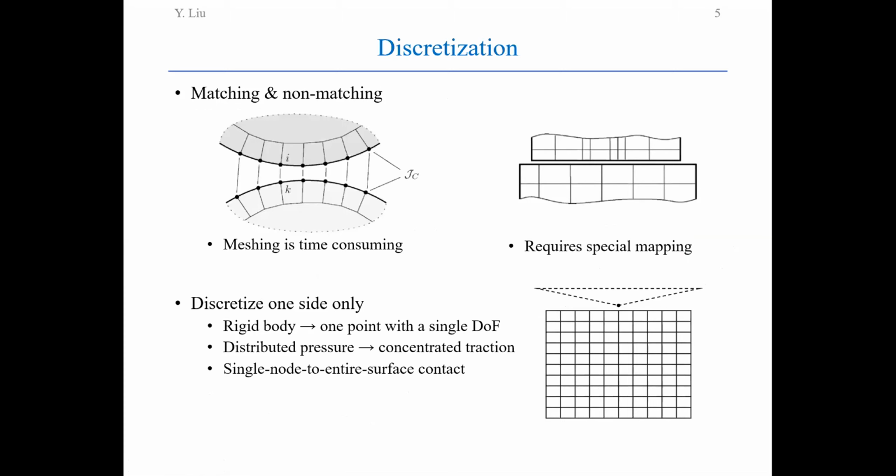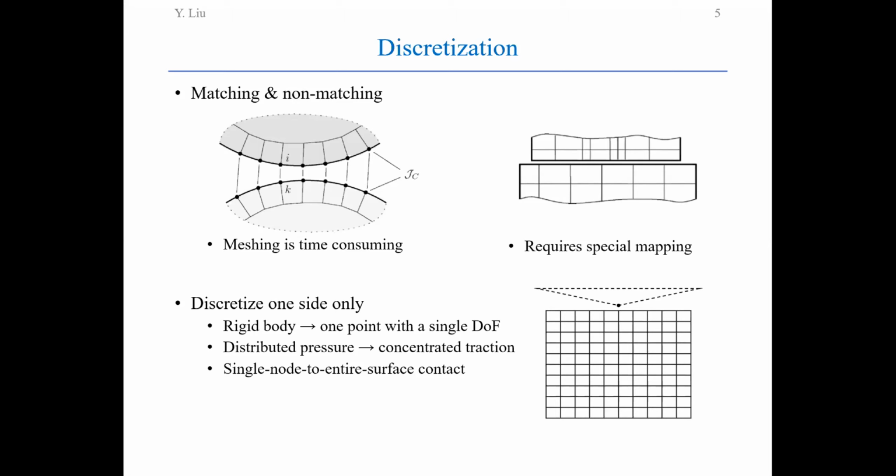First, the discretization of the two bodies or the meshing part. In literatures, there are two ways. One way is to create two meshes that match each other at every single node along the contact surface. The second way is to create two non-matching meshes.